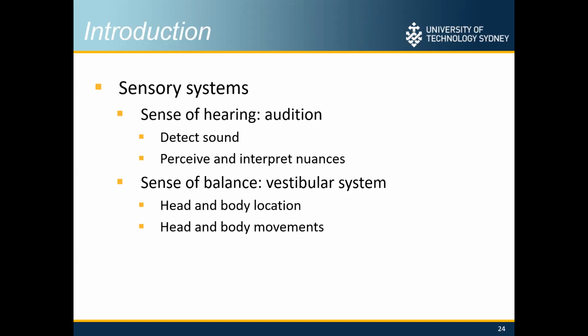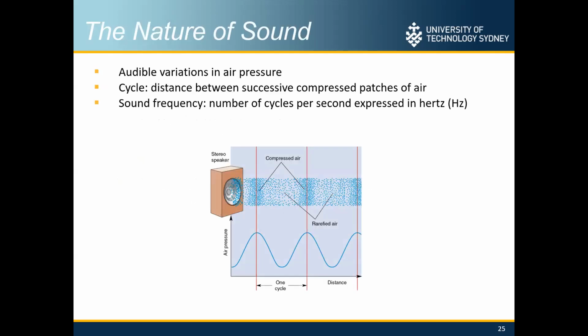The other side of this lecture highlights the vestibular system, which is responsible for controlling our sense of balance. This processes our location and movement in a given space. The stimulus that activates our auditory system is sound. Sound is generated by changes in air pressure. In this case, when you have the compression and rarefaction of air, a sound can be generated. The cycle can be defined by the distance between successive compressed patches of air. Furthermore, the frequency is calculated by the number of cycles per second, which is expressed in hertz.